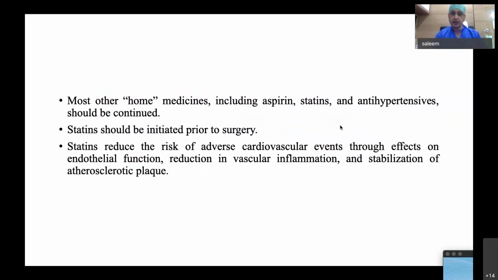Most other home medicines, including aspirin, statins, and antihypertensives, should be continued. Statins should be initiated prior to surgery. Statins reduce the risk of adverse cardiovascular events through effects on endothelial function, reduction in vascular inflammation, and stabilization of the atheromatous plaque.